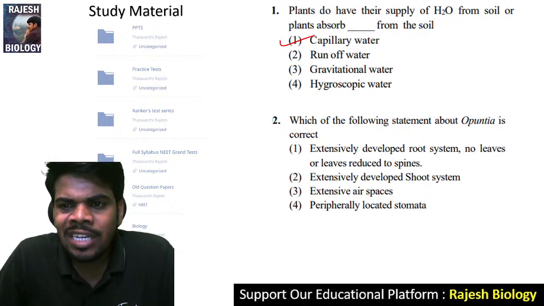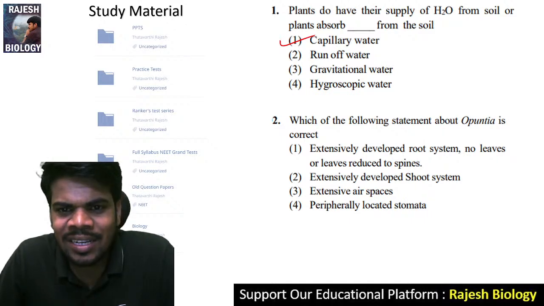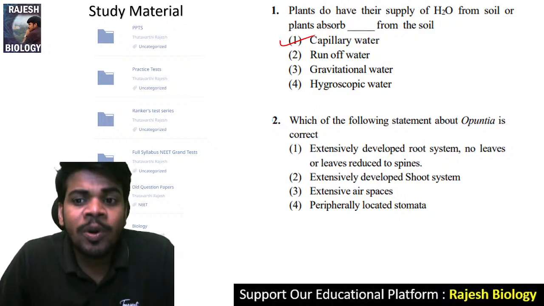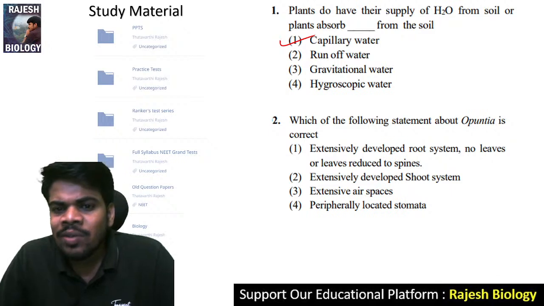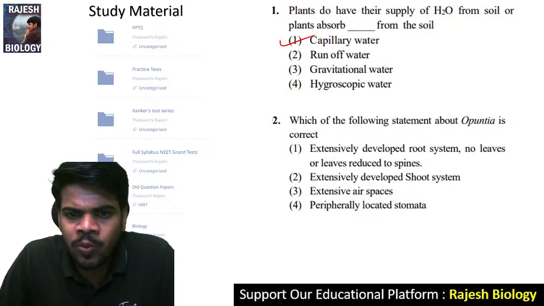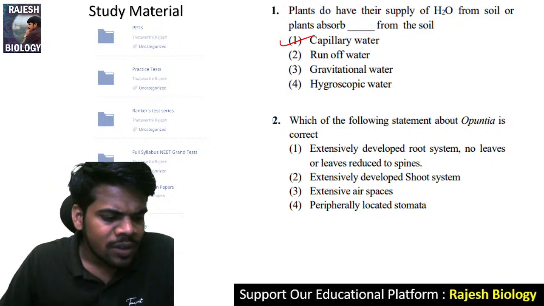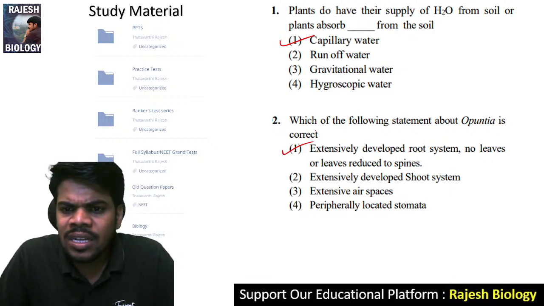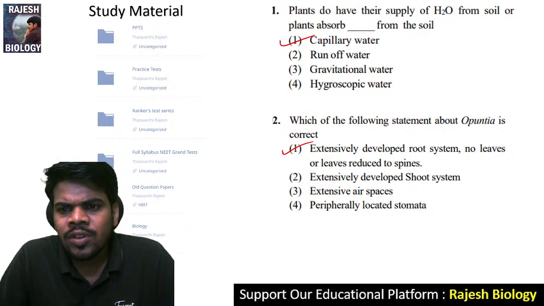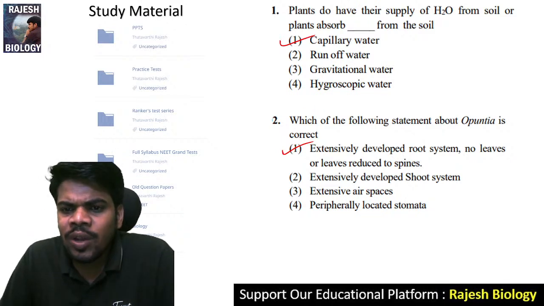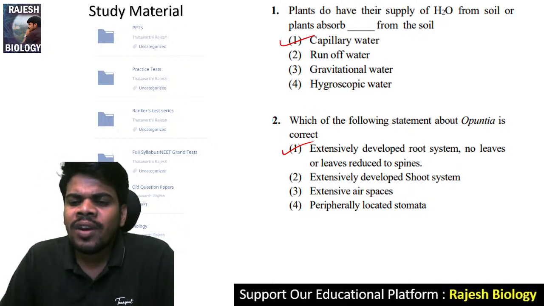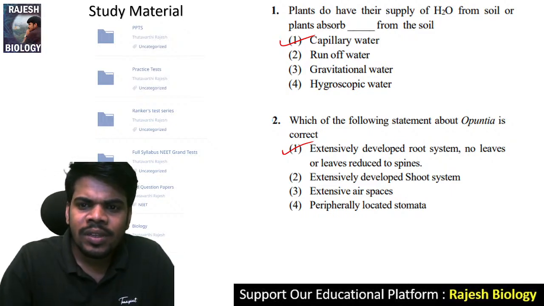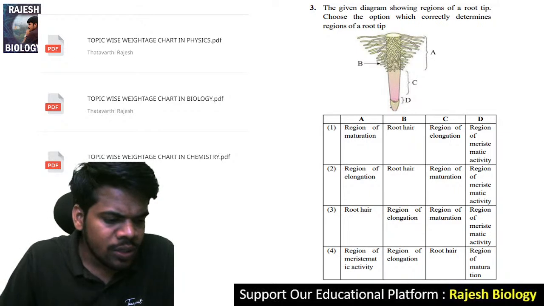Which of the following statements about Opuntia is correct? Opuntia: extensively developed root system, no leaves, or leaves reduced to spines. Actually, it is right. Yes, perfect, Jnaneshwari, it is right. Extensively developed shoot system, no. Extensive air spaces, no. Peripherally located stomata, no. Next, come to the third question.